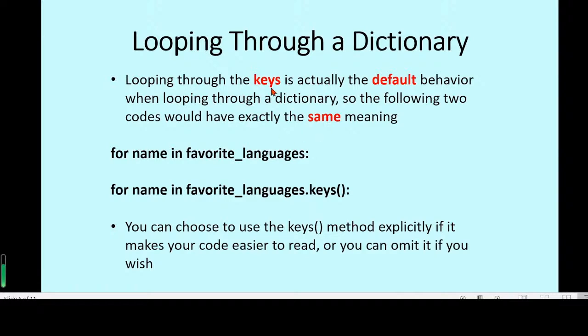So looping through the keys is actually the default behavior when looping through a dictionary. So the following two pieces of code would have exactly the same meaning. We can write for name in favorite_languages, not adding any method after this dictionary. Or we can write for name in favorite_languages.keys(). These two statements will get the same result. You can choose to use the keys method explicitly if it makes your code easier to read, or you can omit it if you wish.